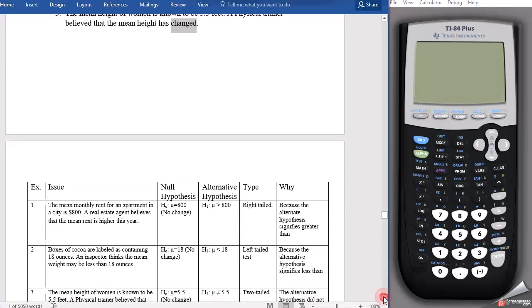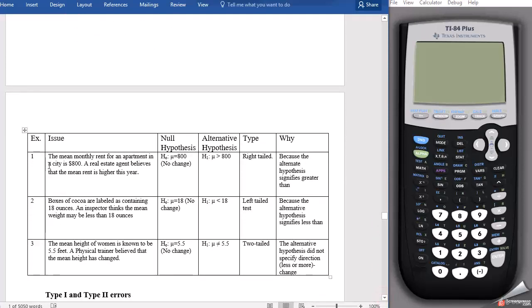Okay. So you can see the very first example, the mean monthly rent for an apartment is 800. Then an agent is thinking that the mean is higher this year. So this is how we write the null hypothesis. H0, you have to write your null hypothesis. H0, the mean is equal to 800. That is what we know it to be. The alternative hypothesis is going to reflect a claim, a counterclaim to what is always there. So in this case, the alternative hypothesis is going to be talking about mean greater than 800, because that's what the real estate agent is believing it to be.